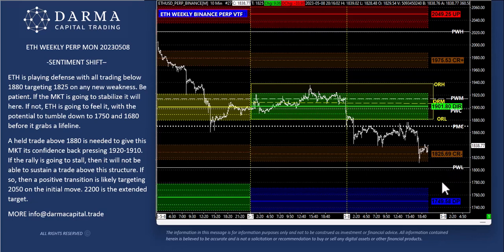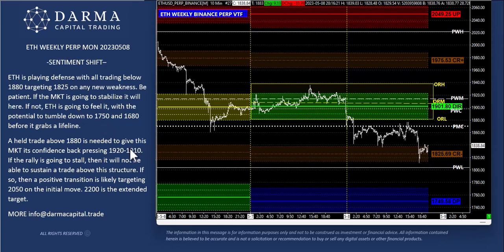And so if we do trade below the CR minus and we start to unwind and we do have the previous week's low, where can we go? Well, we can go down to 1750, which is the lower part of the critical range, or even down to 1680 before it stabilizes. And again, we're trying to be real concise here, just hit the important points, but there's a lot that's behind this analysis.